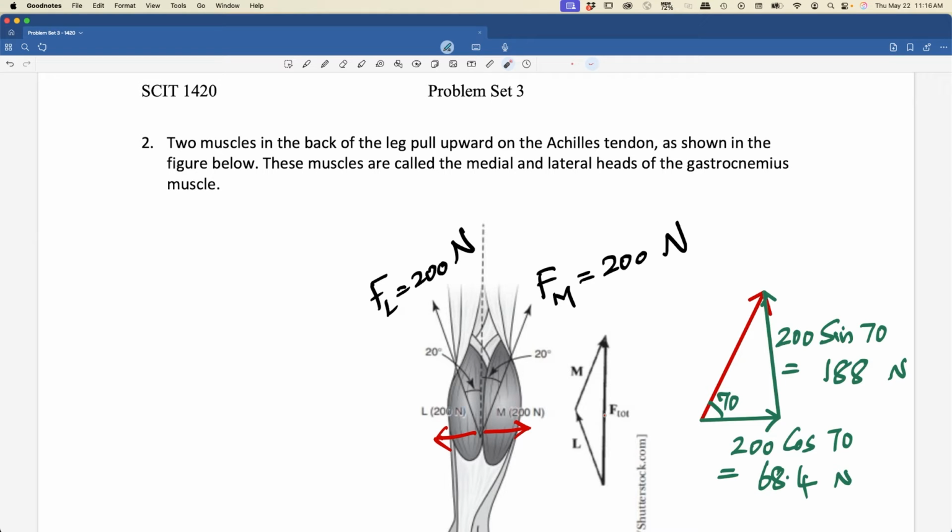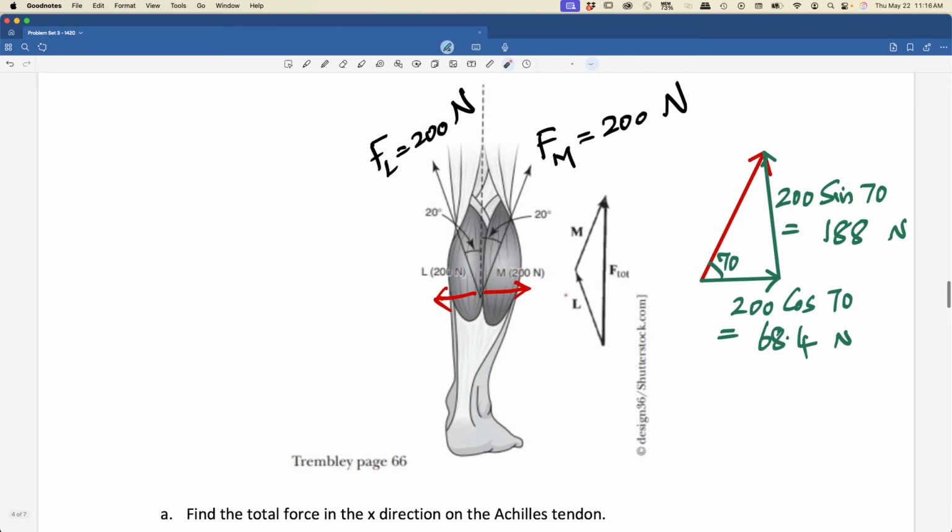All right, so you see the two muscles in the back of the leg pulling upward on the Achilles tendon, as shown in the figure below. These muscles are called the medial and lateral heads. Okay, and what are you supposed to do? Find the total force in the X direction. So this is where we have to resolve the forces.